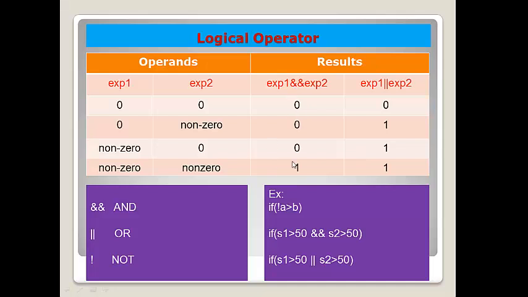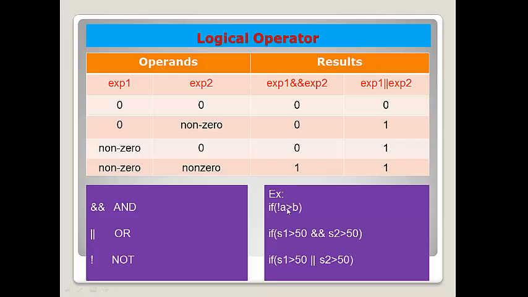Logical AND is true only if expression 1 and expression 2 are both true. In logical OR, if either expression 1 or expression 2 is true, the result is true. If both are true, the result is also true.